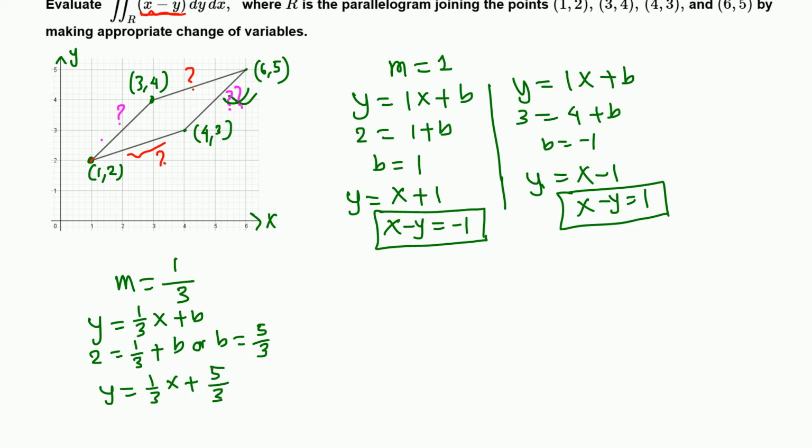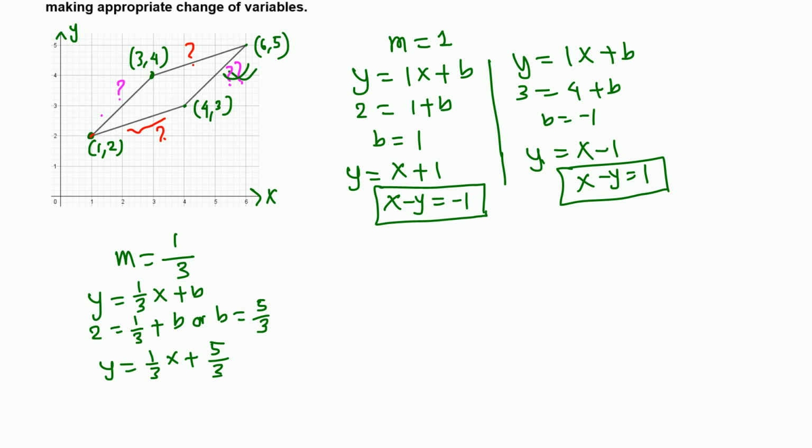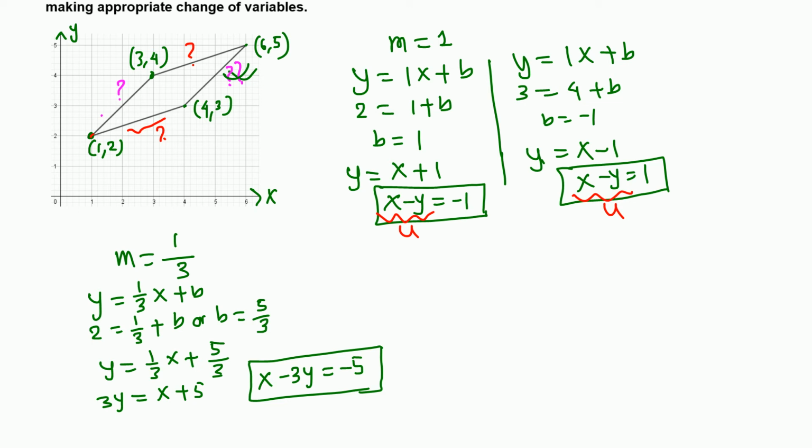Let me write it in the same way like we found these two. Multiply through by 3, we get 3y equals x plus 5. How about subtracting 5 and 3y? So this is the same as x minus 3y equals negative 5. So we are getting another substitution here. Previously this is u. Now I'm going to make x minus 3y be v.